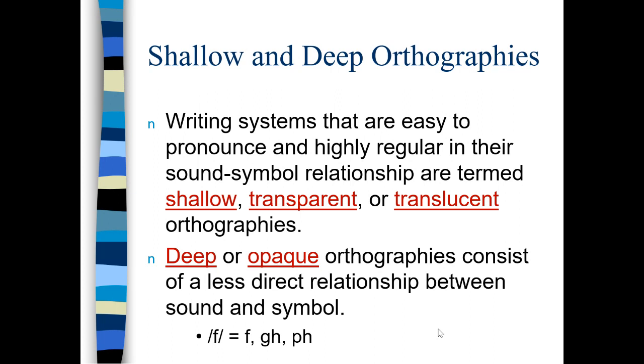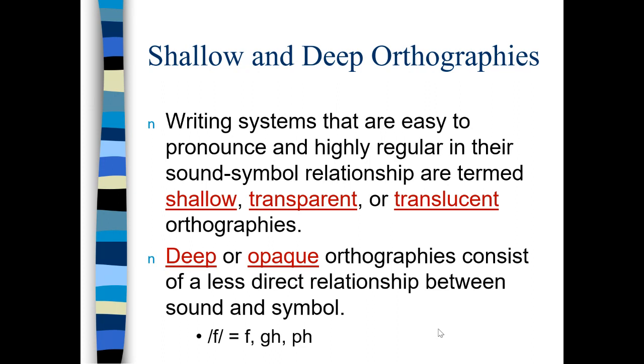There are shallow orthographies and deep orthographies. These are writing systems that are easy to pronounce and highly regular. Those are shallow orthographies. Those are these relationships that we see that are very transparent. You see the letter T and you know that makes the T sound. That's a shallow orthography.